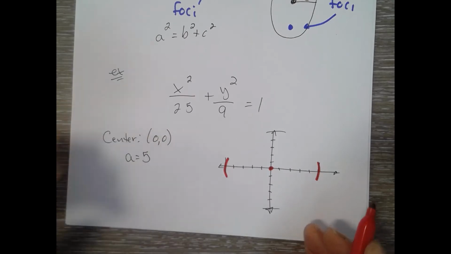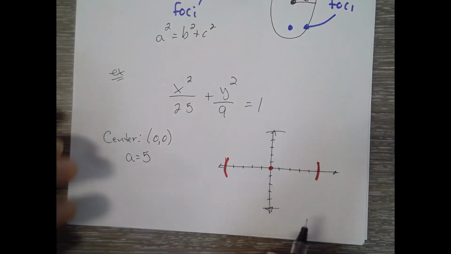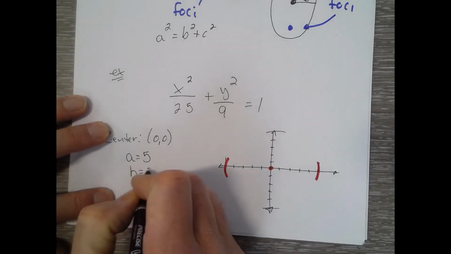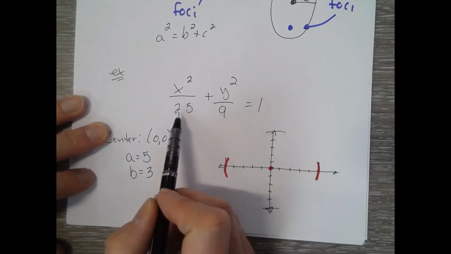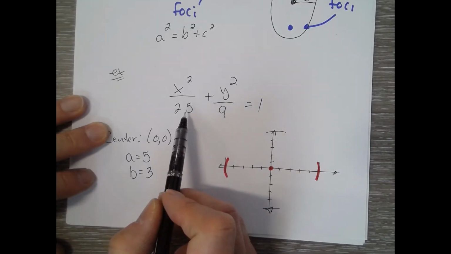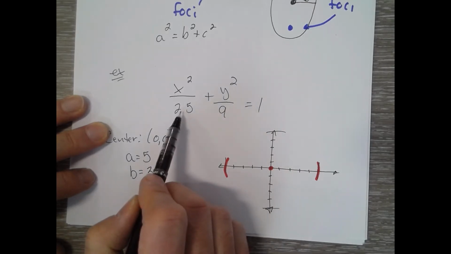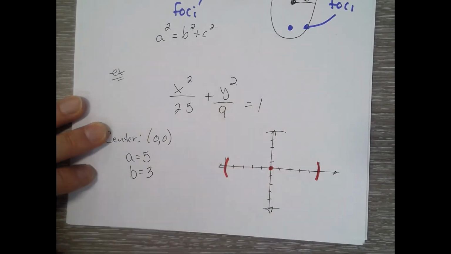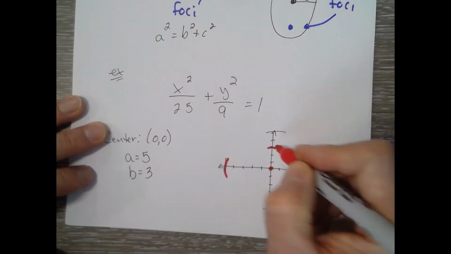What's b in this problem? 3. Very good. So b is 3. How do I know that? Because that's b squared right there. I know that this is a squared because it's bigger than 9. So that's a squared, so a is 5, then b must be 3. And b is half of the minor axis, 1, 2, 3, 1, 2, 3.